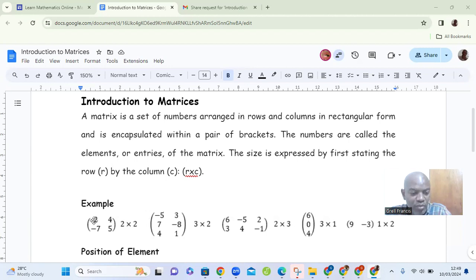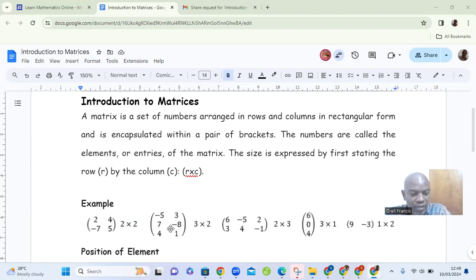and it's got four elements, 2, 4, -7, and 5. Okay, so because it has two rows, the 2 and the 4 constitute a row, and the -7 and the 5 constitute a second row, and the 2 and the -7 constitute the first column, and the 4 and the 5 constitute the second column. So it can be considered a 2 by 2.